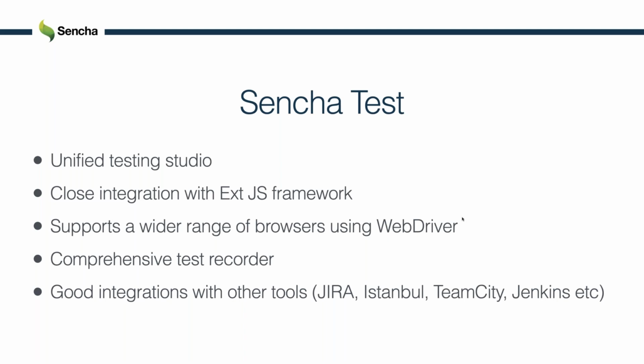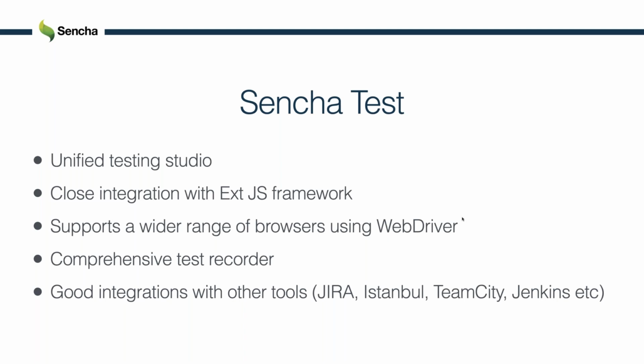And lastly, it's got good integrations with other tools. We can integrate it with Jira, so it creates tickets when tests fail. We've got code coverage with Istanbul, and integrations with CI platforms like TeamCity and Jenkins. Obviously, Playwright can be set up to do that as well, but it's maybe a little bit more work to bring in third-party packages and things to do that. But these are things that are built in to Sencha Test.